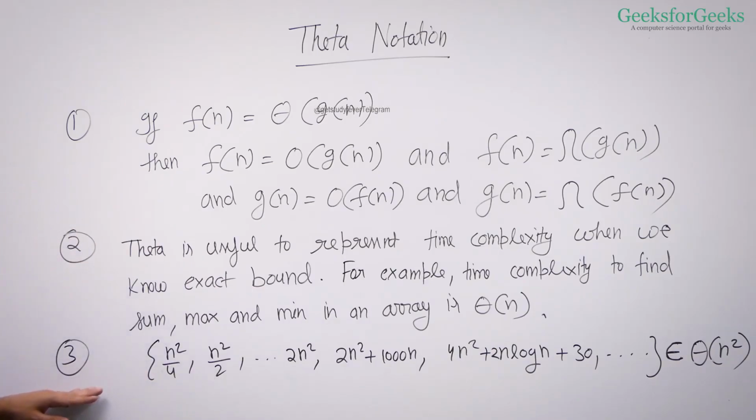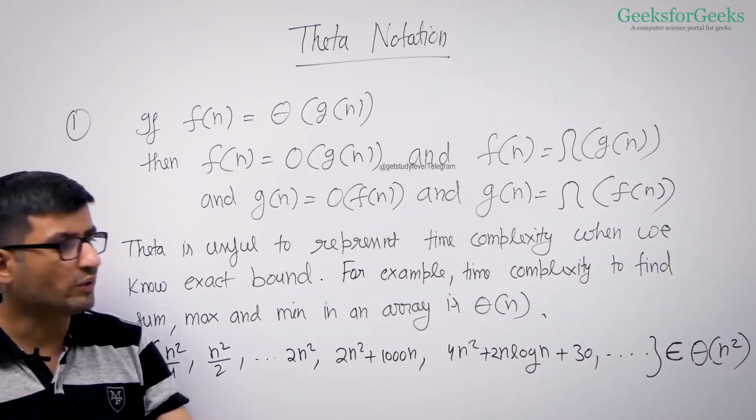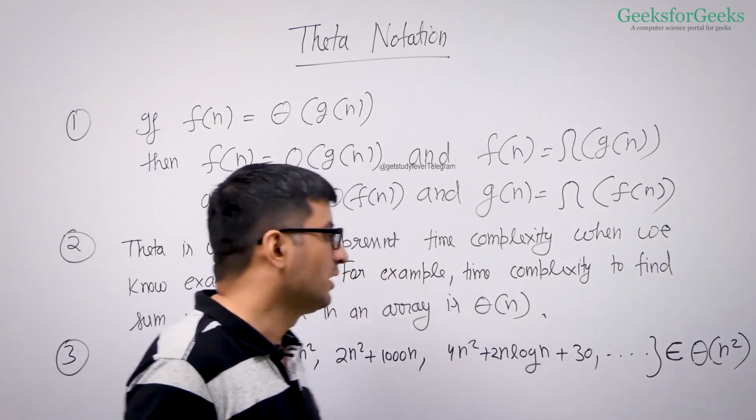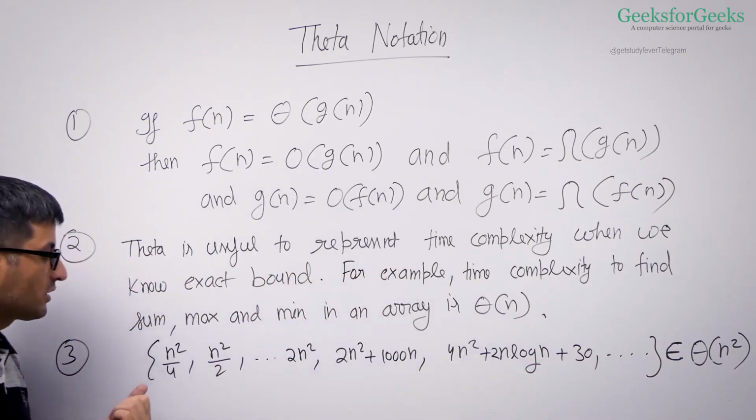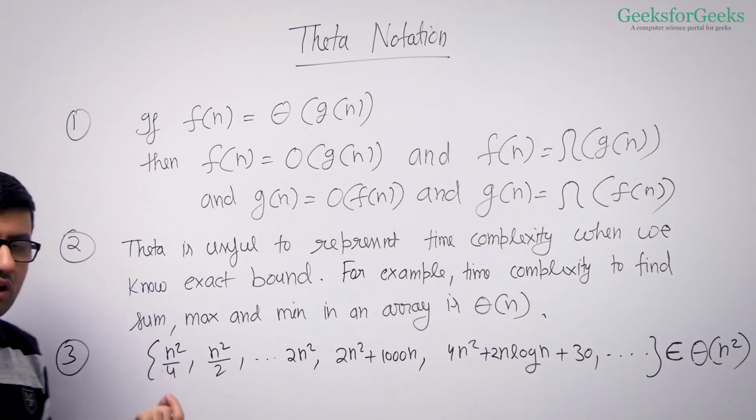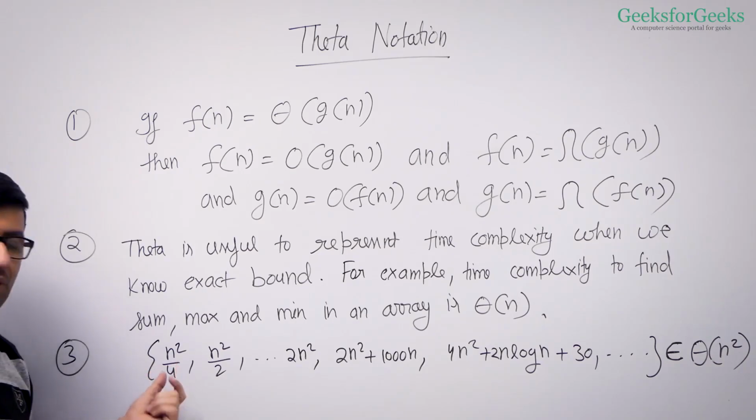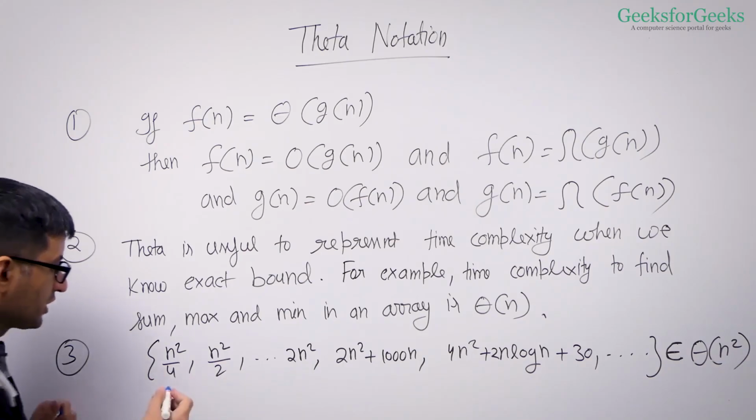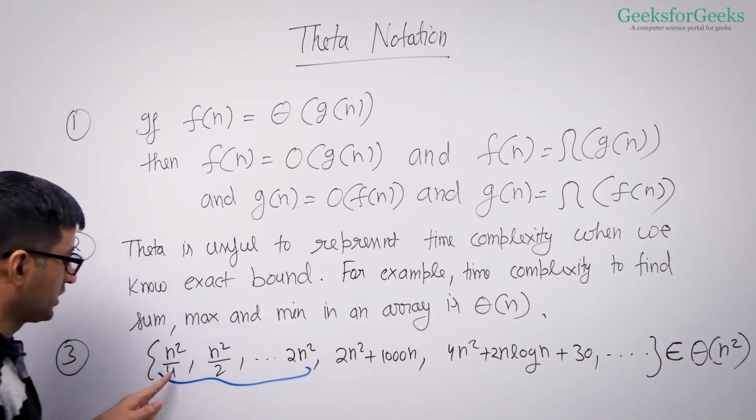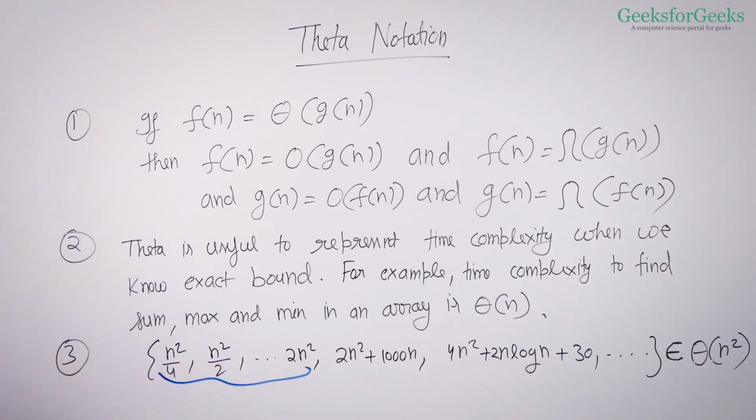Last point about theta notation. Theta means exact order of growth. So when you say theta n square, it covers all those functions whose highest order term is n square. So n square by 4 is fine, because you can ignore the leading term constant and there are no lower order terms. So all these are fine, because you can always ignore the leading order constants. You can ignore 4, ignore 2, ignore this 2.